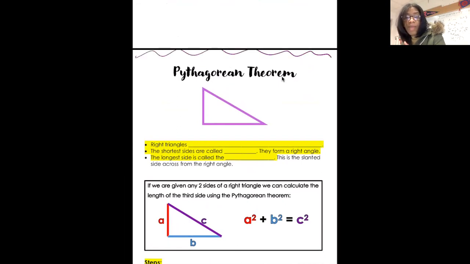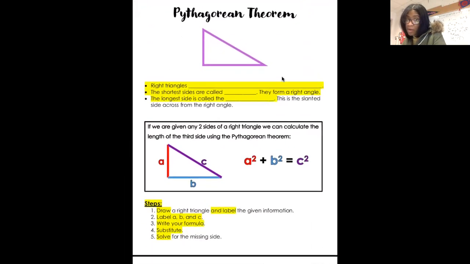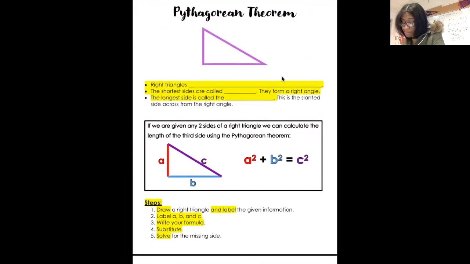Now we're going to move into the Pythagorean theorem. Please draw this triangle. Right triangles have a right angle, which is 90 degrees.